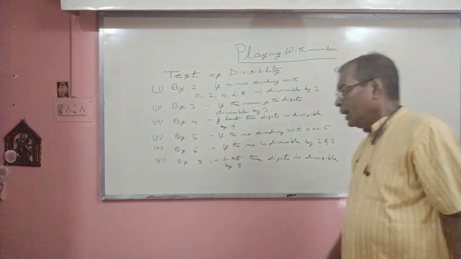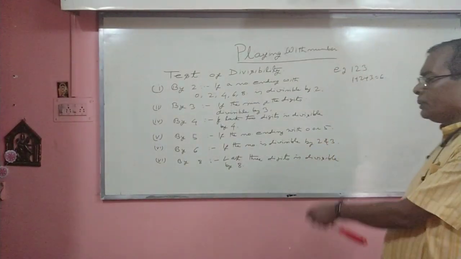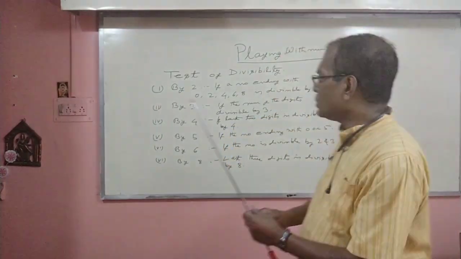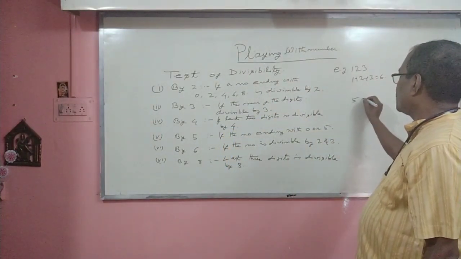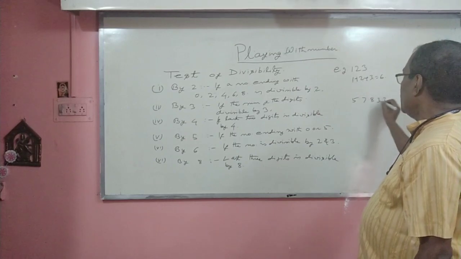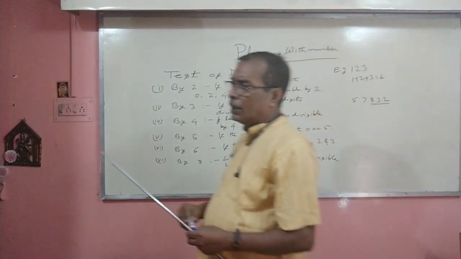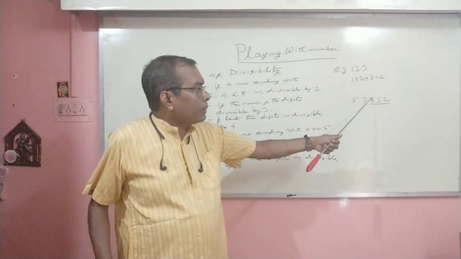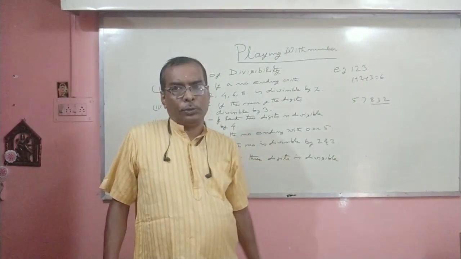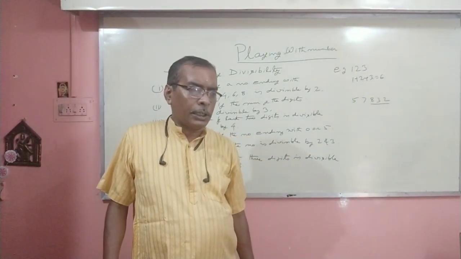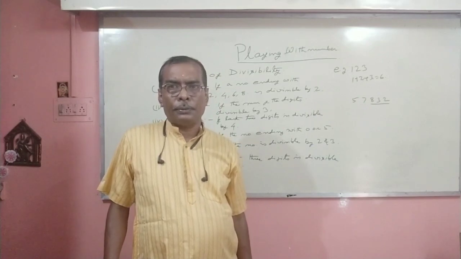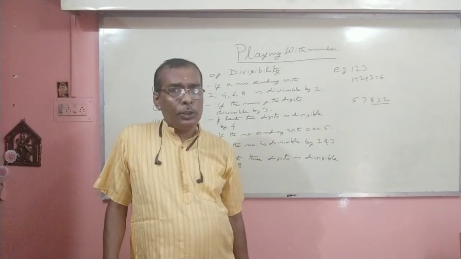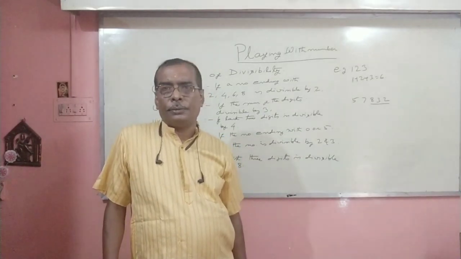Divisibility by 8: if the last 3 digits are divisible by 8, then the number is divisible by 8. As for example, suppose I consider 5, 7, 8, 3, 2. If 832 is divisible by 8, then the number will be divisible by 8. Here I find that it is divisible: 8 ones are 8, 0, and 4 eights are 32. So the complete number is definitely divisible by 8. Divisibility by 10: if a number ends with 0, it will be divisible by 10. That I have not written.